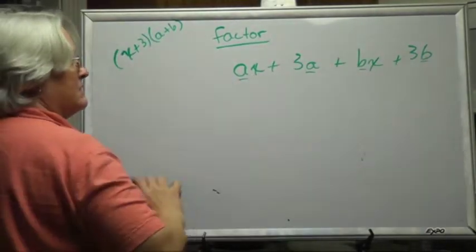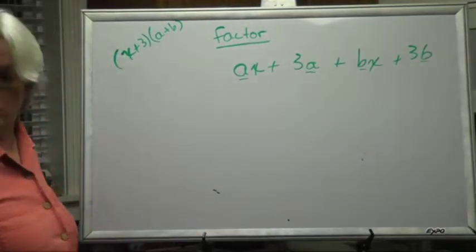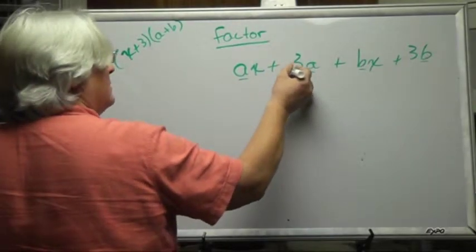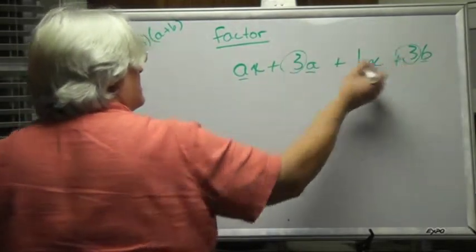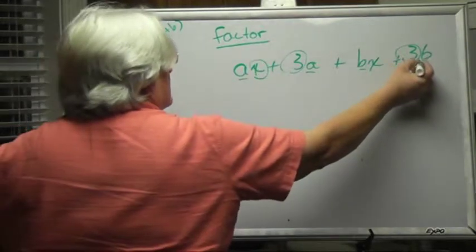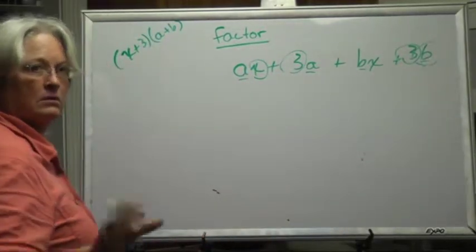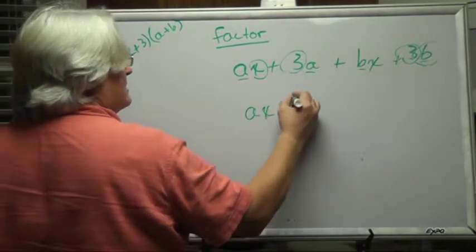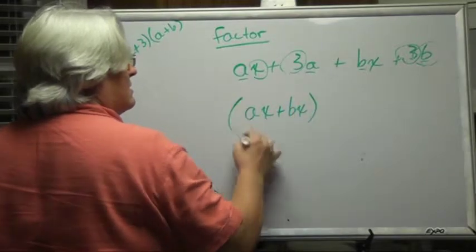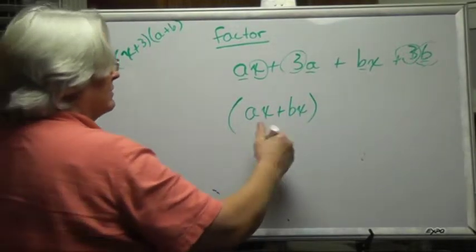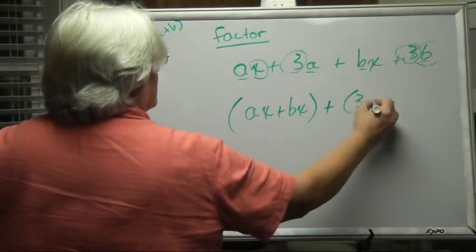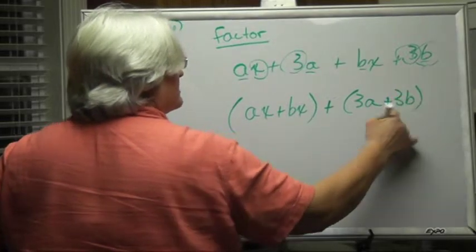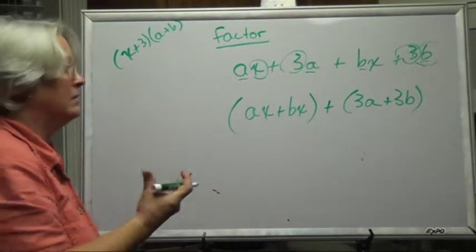We have A's in common, we have B's in common. What else do we have? We also have 3's in common. We have X's in common. So I'm just going to go ahead and rearrange this. I'm going to say that we have AX plus BX that I'm going to group together because we have a common factor, plus 3A plus 3B because I have a common factor of 3.